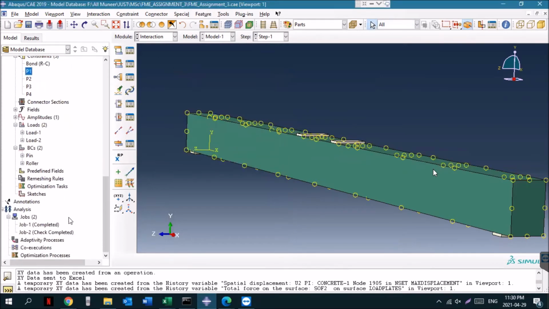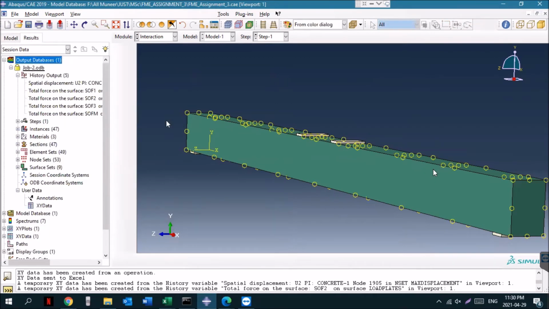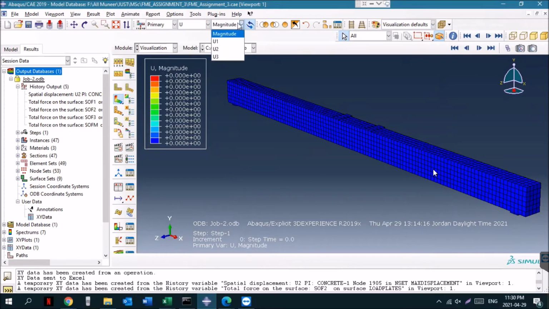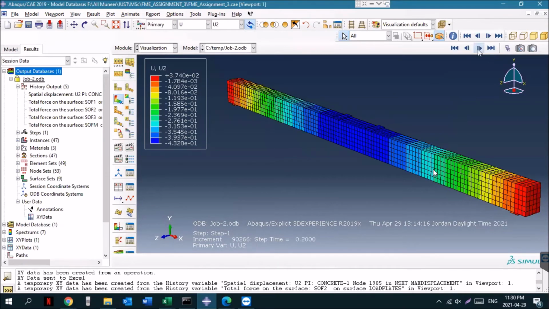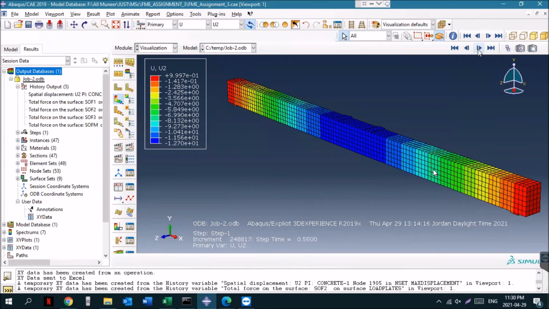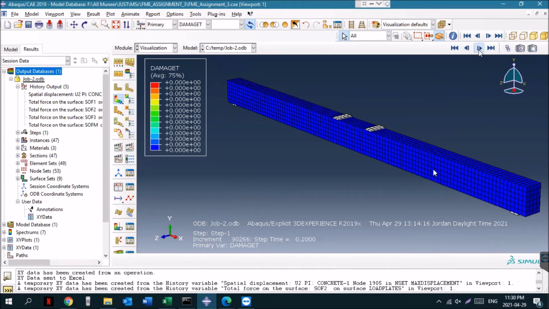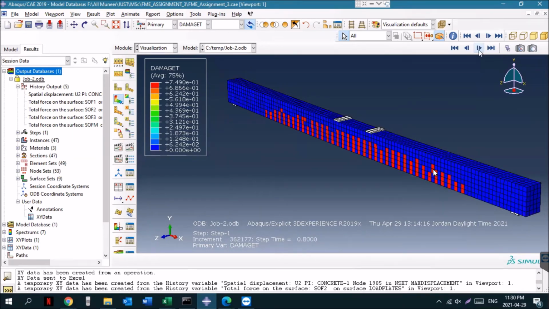Now, after that, I have created a job to analyze this beam, and I have the results right here. So as for the results of analysis of this beam, as for the deflection here, U2 is for the Y direction. We can see how the deflection starts to propagate, and it has its maximum value at the middle of the beam. Now, the negative values here just indicate downward direction. And here we can see the propagation of cracks as the load increases.